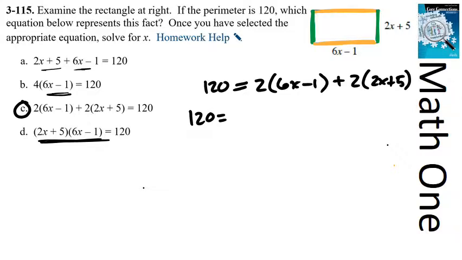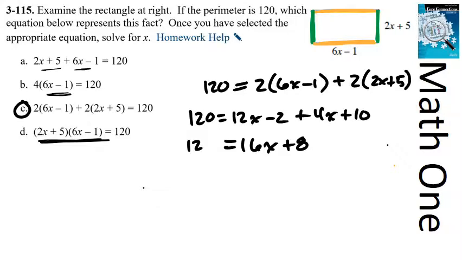120 equals 12x minus 2 plus 4x plus 10. Yeah? If I combine those, that's 16x, and then I've got a plus 8, and over here that's equal to 120. If I subtract 8 from both sides, I get 112 equals 16x. And then finally on both sides, we're going to divide by 16.